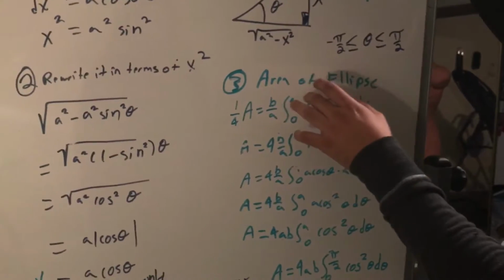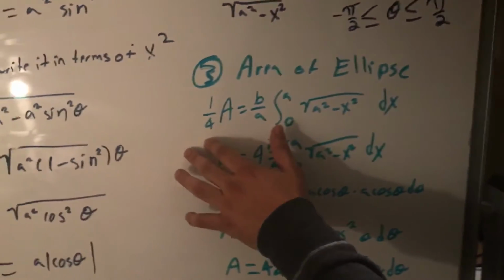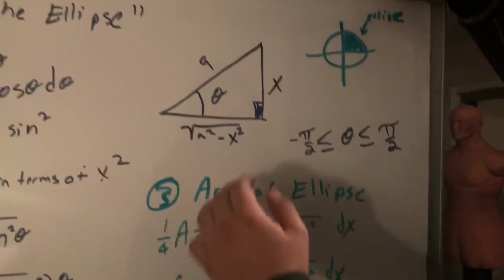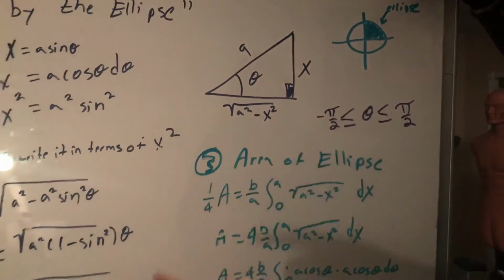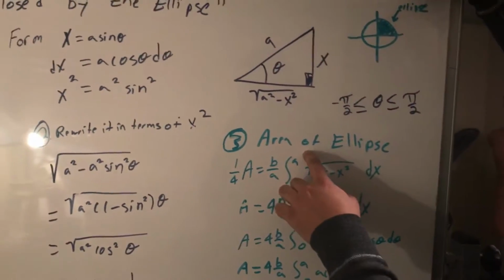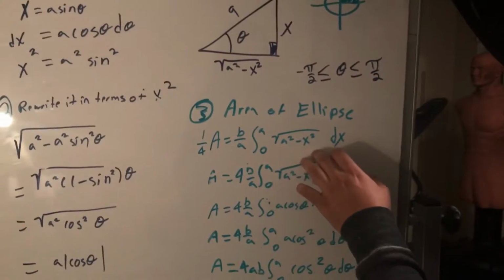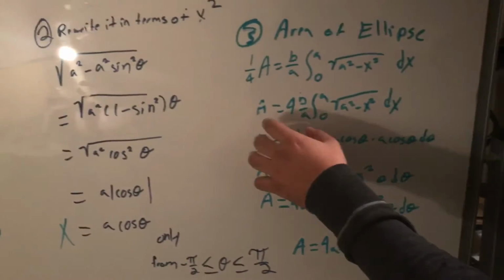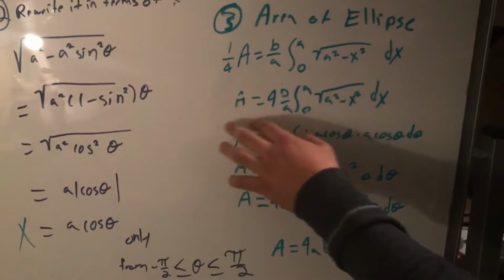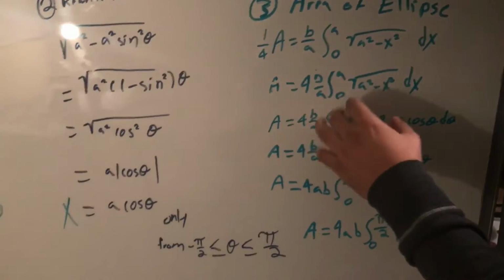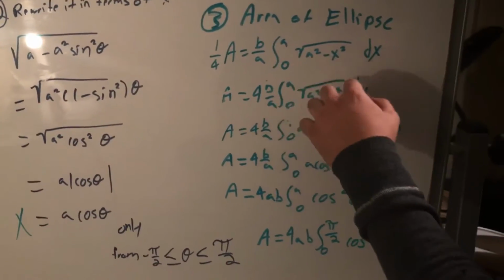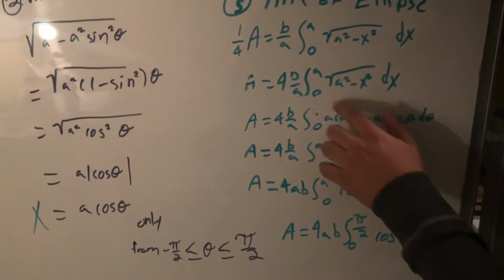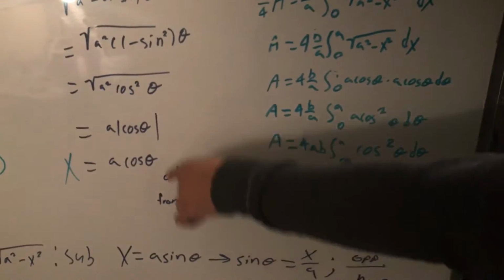Now we're going to plug that into the actual area of the ellipse. Since we're getting 1/4 of this ellipse, we start off with 1/4 of the area is equal to b over a, with the definite integral from 0 to a, square root of a squared minus x squared dx. Now we could bring that 4 to the right side and multiply everything by 4. So our area is going to be 4 times b over a, the definite integral from 0 to a, square root of a squared minus x squared.